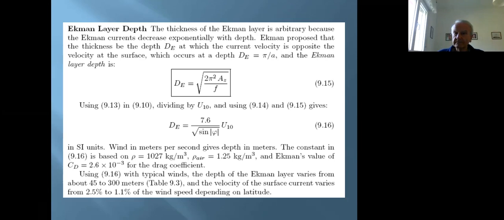So using this equation here, and with typical winds of 10 meters per second, as I told you before, Ekman layer depth varies between 45 and 300 meters as a function of the sine, of the Coriolis parameter. And the velocity of the surface current varies from 2.5 to 1.1% of the wind speed, depending obviously on latitude.